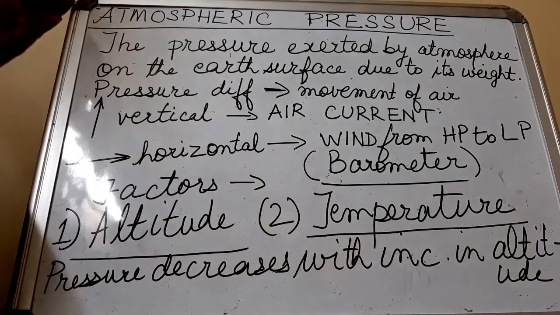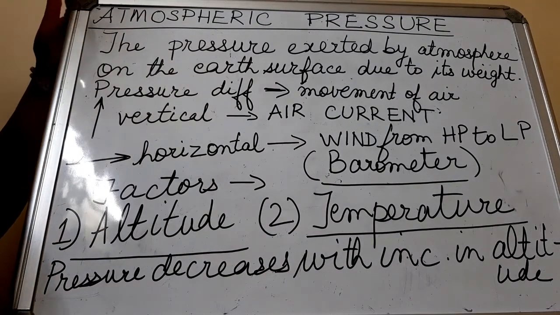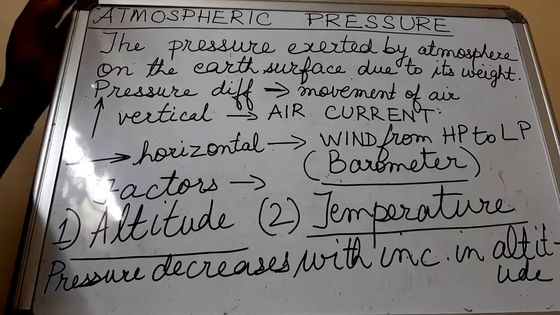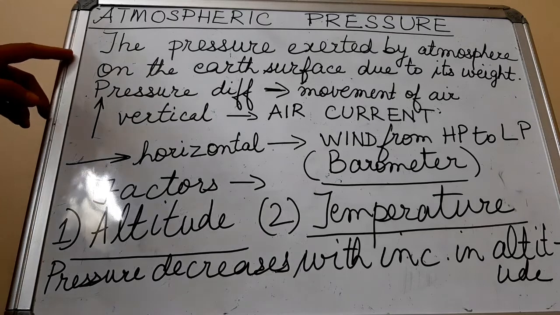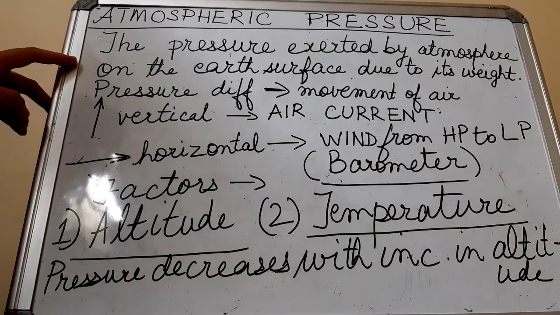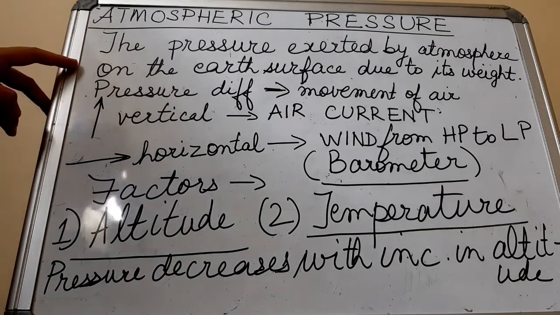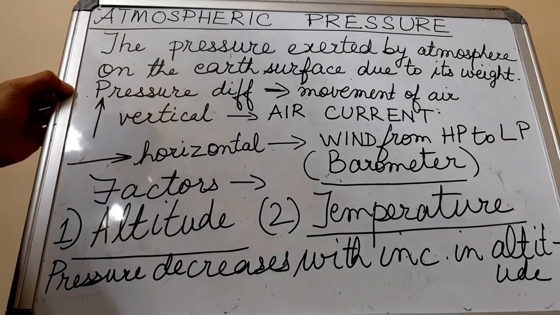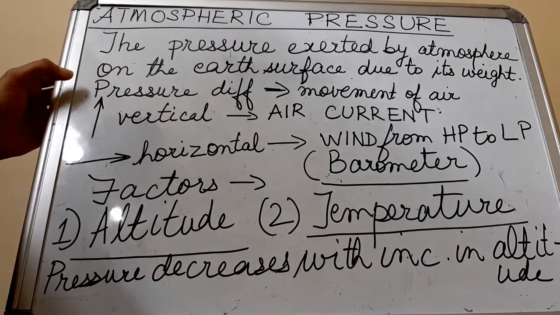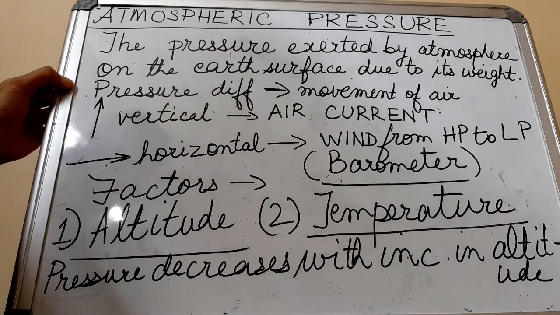So after temperature, we have to discuss another important element, that is atmospheric pressure. The pressure exerted by atmosphere on the Earth's surface due to its weight is called atmospheric pressure. Now, pressure difference causes movement of air. The movement of air could be vertical or it could be horizontal.